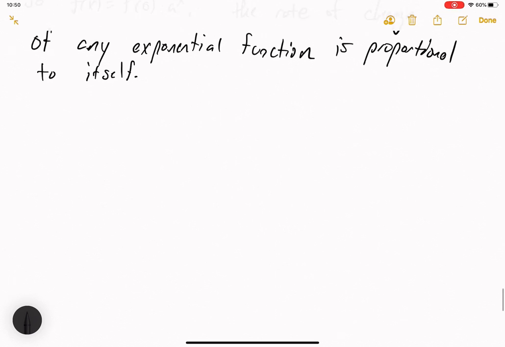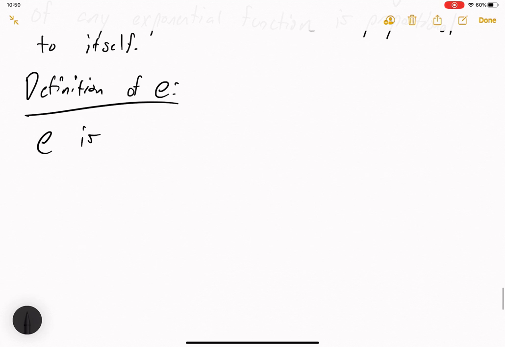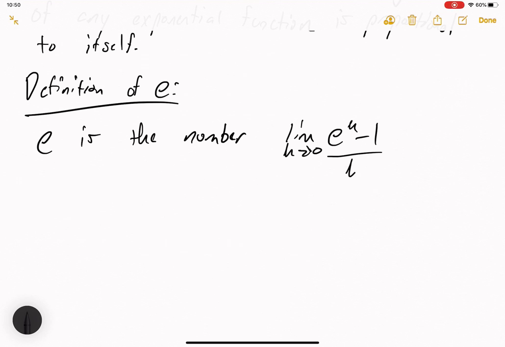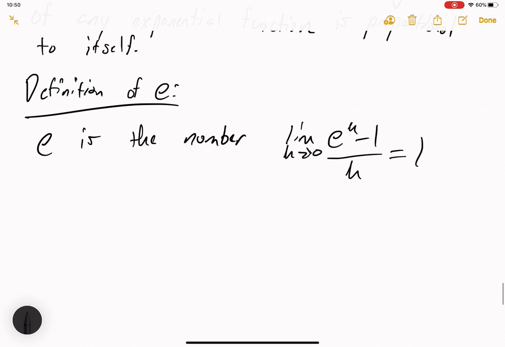So one of the sexiest exponents we're going to work with, one of the sexiest numbers, is e. So e is a number such that the limit as h goes to 0 of e to the h minus 1 divided by h is equal to, not 0, my bad, is equal to 1. So in the case above, that was basically saying f prime of 0 is equal to 1.